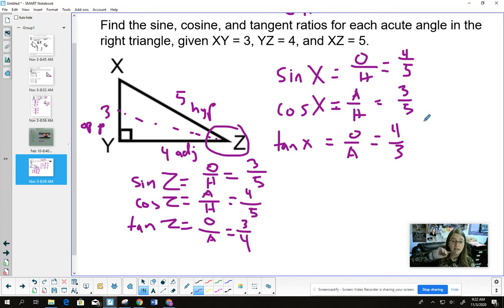So again, in class, we're going to talk about why this matters and how we're going to even use this. But we really have to be strong with, okay, sine is opposite over hypotenuse. Here's my opposite. Here's my hypotenuse. Boom, there's my fraction. We got to be really strong with that before we can move on.